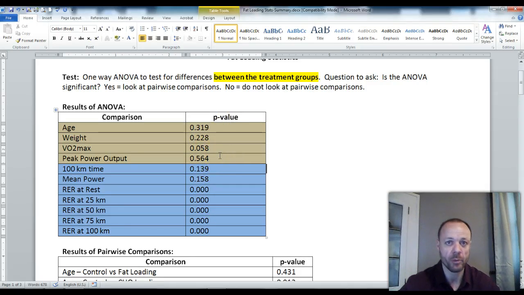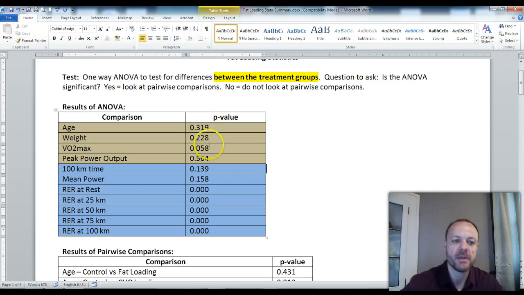The initial question, remember, that we're asking is, is there a difference between the three groups? Now, if there is a significant difference, we don't know what the difference is, but we know that one of the three groups is significantly different from the other two.